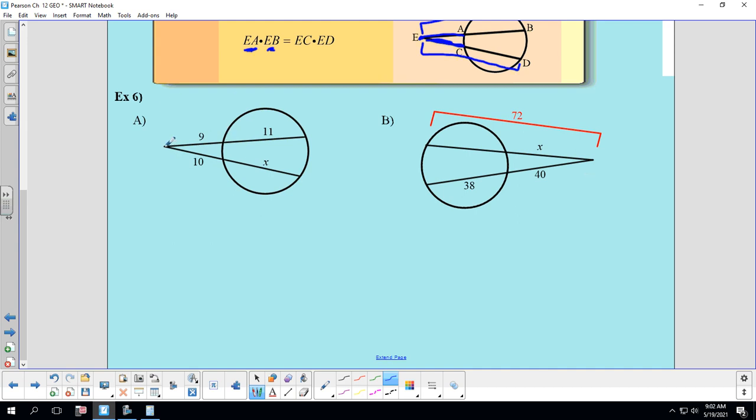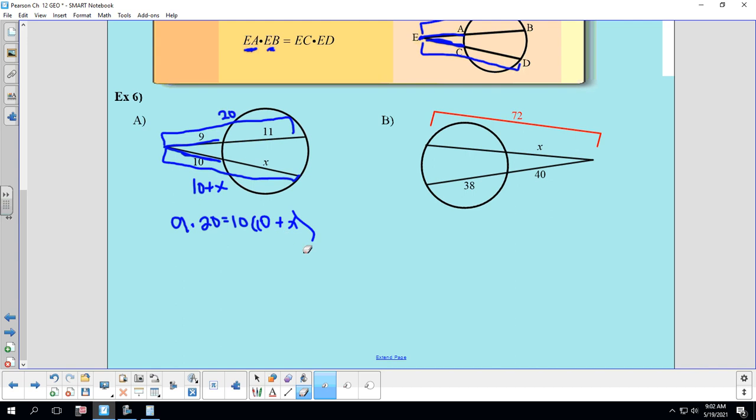Okay, so it is this piece times the whole thing. 9 plus 11 is 20. So the first piece to this formula is 9 times 20 is equal to the outside piece, 10, times the whole thing, which is 10 plus x. Sorry, my pen's going rogue here.